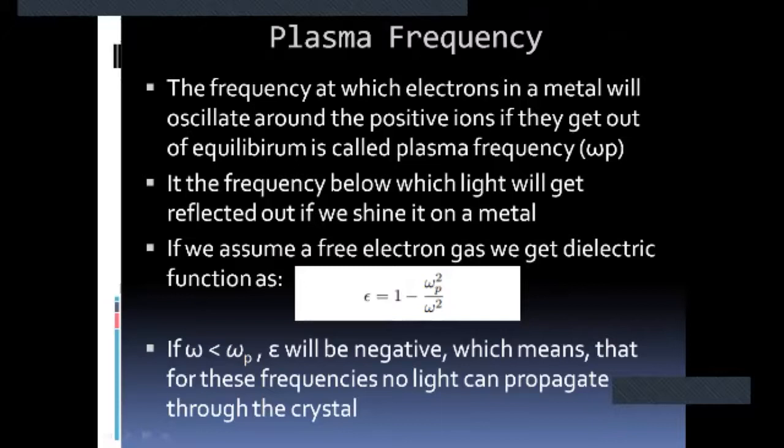And for a free electron gas, the dielectric function epsilon is equal to 1 minus omega p squared divided by omega squared, where omega p is the plasma frequency. If omega is less than omega p, then we have epsilon negative, and this negative epsilon shows that at this frequency no light can propagate through the crystal.